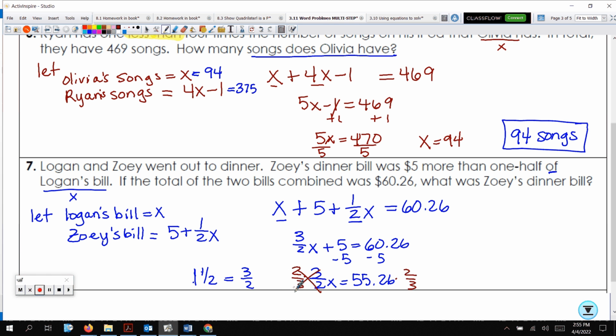Right? They cancel out. $55.26 times 2/3 is $36.84. So Logan's bill was $36.84. Now for Zoe's bill, we're going to multiply that by half. We're going to take $36.84 and times it by half, and we're going to add 5 to it. So I get $23.42. That is the answer I'm going to put over here. $23.42.